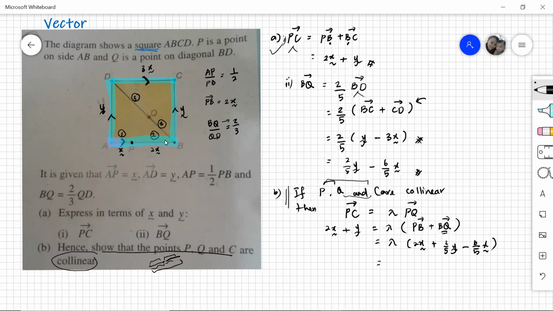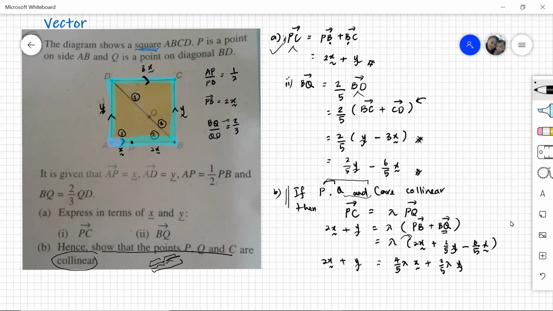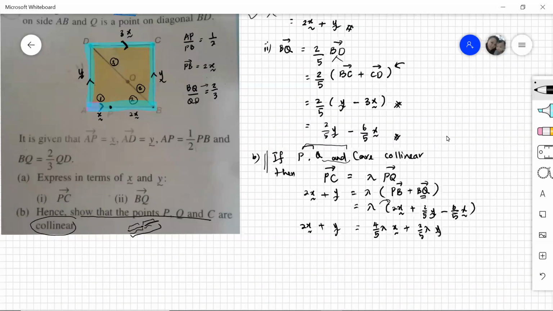Okay, let's group the x together. We have 2 minus 6 over 5, so we will have 4 over 5 x. Don't forget to multiply the lambda in here, so it will be 4 over 5 lambda x, plus 2 over 5 lambda y. Now we have both sides containing vector x and vector y. So the next step is always compare coefficient, always.